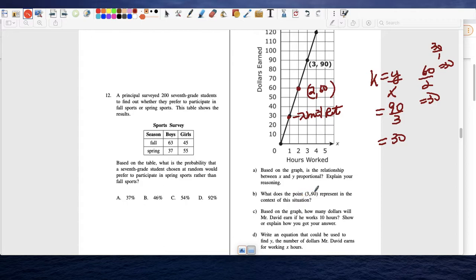2, what does the point 3, 90 represent in the context of the situation? The context of the situation says that in 3 hours he earned $90. That's what the point represents. Based on the graph, how many dollars will Mr. David earn if he worked 10 hours?